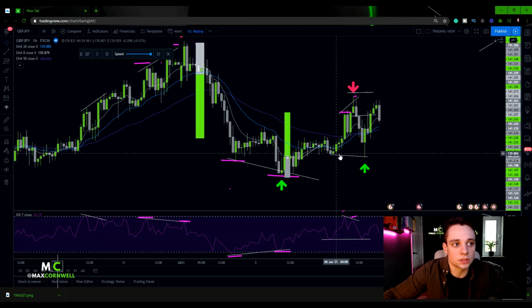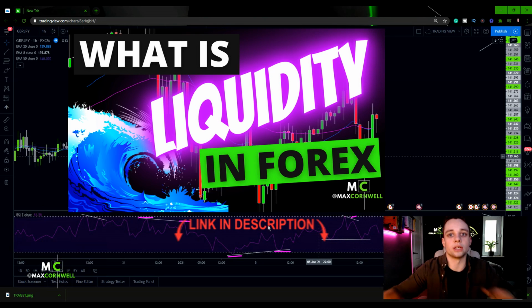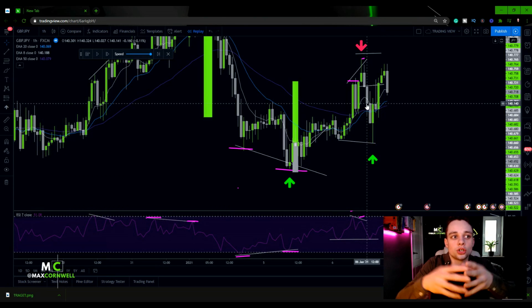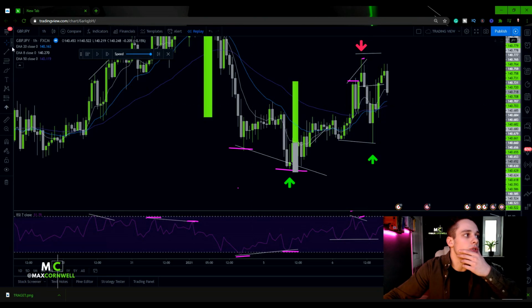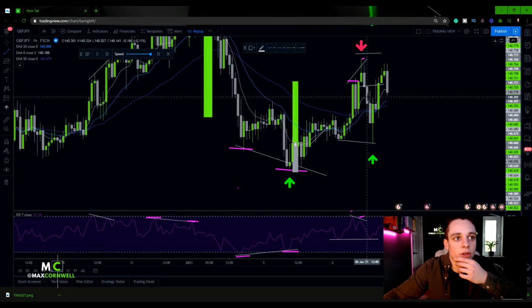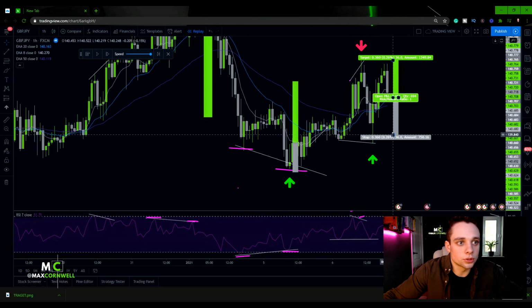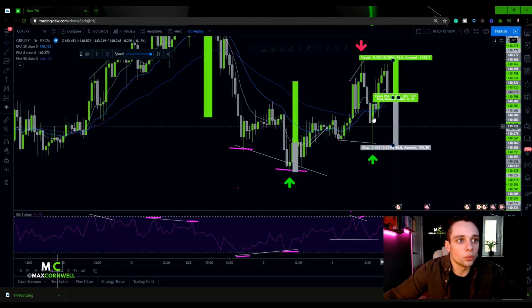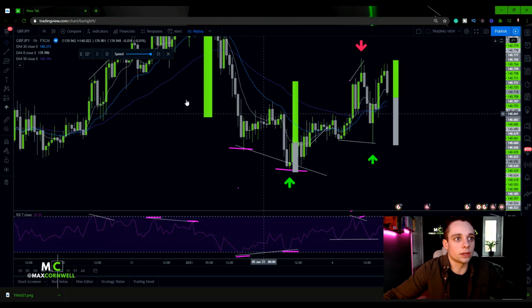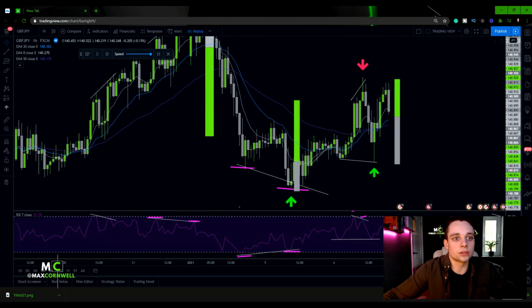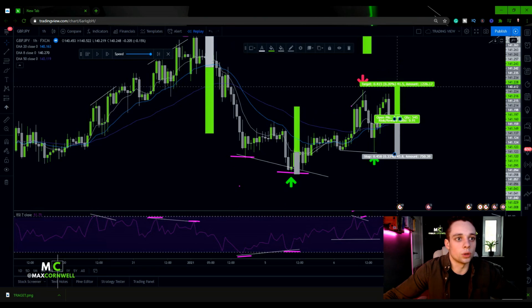Which sweeps this level of structure here, taking some liquidity. We've got RSI divergence and we've got a pin bar showing rejection of that level. So again, we want to place our buy stop orders a few pips above the high of this candle. Our stop loss goes a few pips below the low of our pin bar. So this green candle, we're looking at this green candle here. And our targets go at a 2-to-1, right?